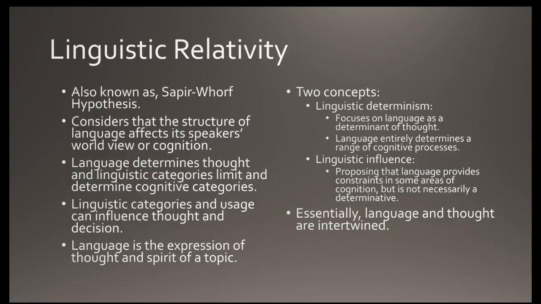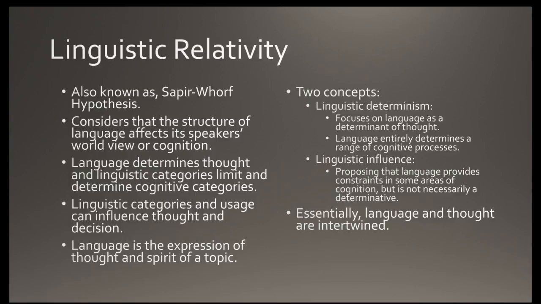The first one is linguistic determinism. It focuses on language as a determinant of thought, and language entirely determines a range of cognitive processes. This is something that is considering where language is directly related to thought, and cognition is directly related to language. Linguistic influence proposes that language provides constraints in some areas of cognition, but is not necessarily a determinant of cognition, meaning that we can speak without necessarily thinking.